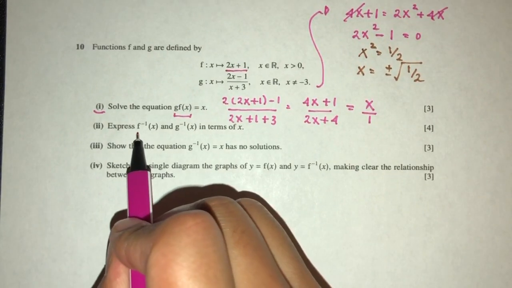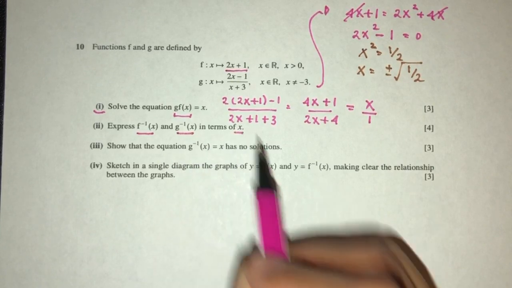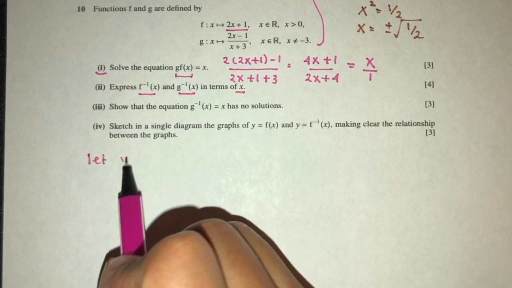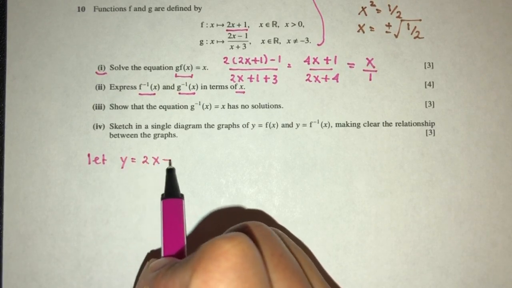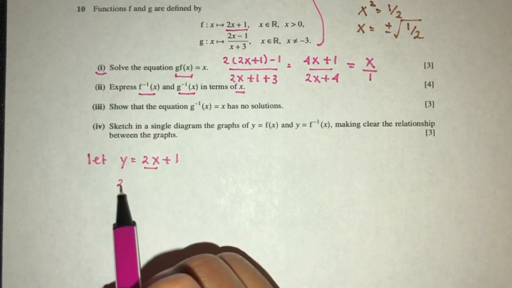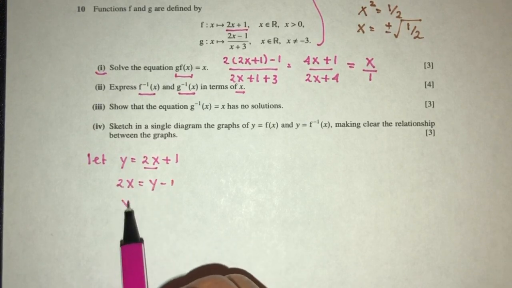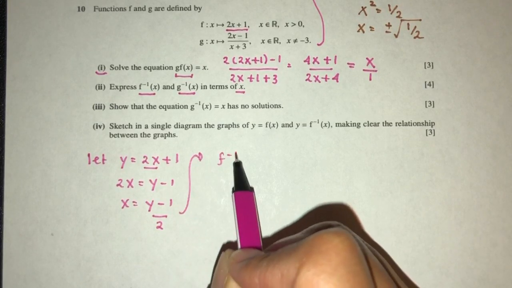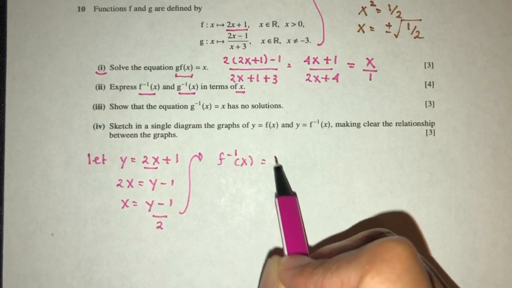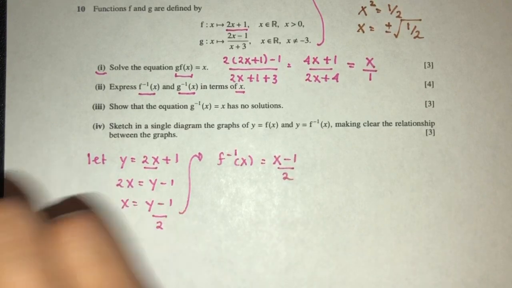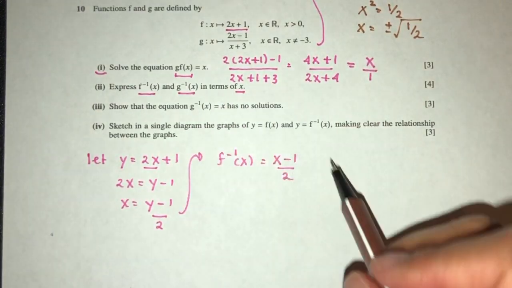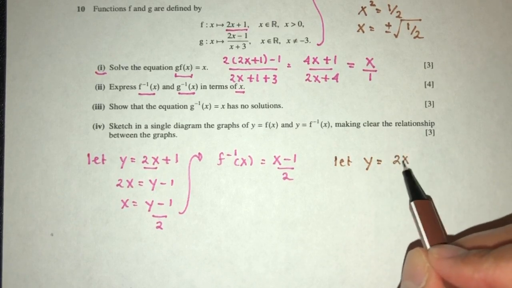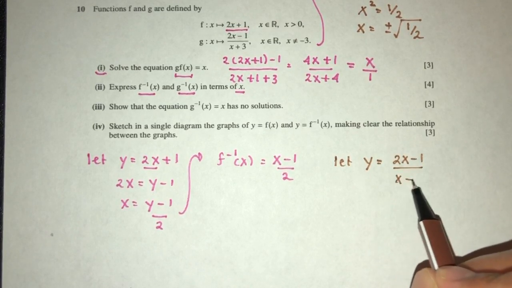We have to express f inverse of x and g inverse of x in terms of x. So pretty easy, one by one. So first thing first, let y equal to f(x), which is this plus this. Then make x become the subject. You have 2x equal to y minus 1. x will be y minus 1 divided by 2. From this we conclude f inverse of x, in terms of x, we have to write x minus 1 over 2. Now this one same thing as well, so let y equal to g(x), which is 2x minus 1 over the value of x plus 3.